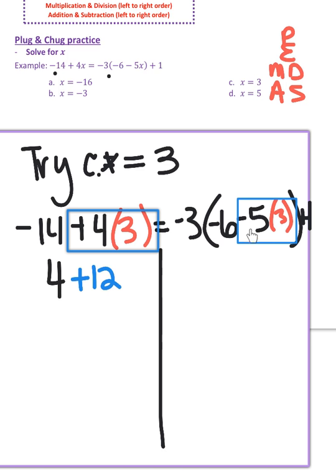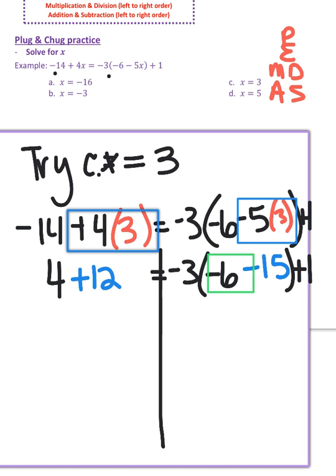Negative 5 times a positive 3 is a negative 15 because a negative times a positive is negative. Bring everything else down in black, just like you see it in this problem, and then keep working inside those parentheses. I still have a negative 6 minus 15, so I'm going to box that in green because I am going to use my adding and subtracting rules.